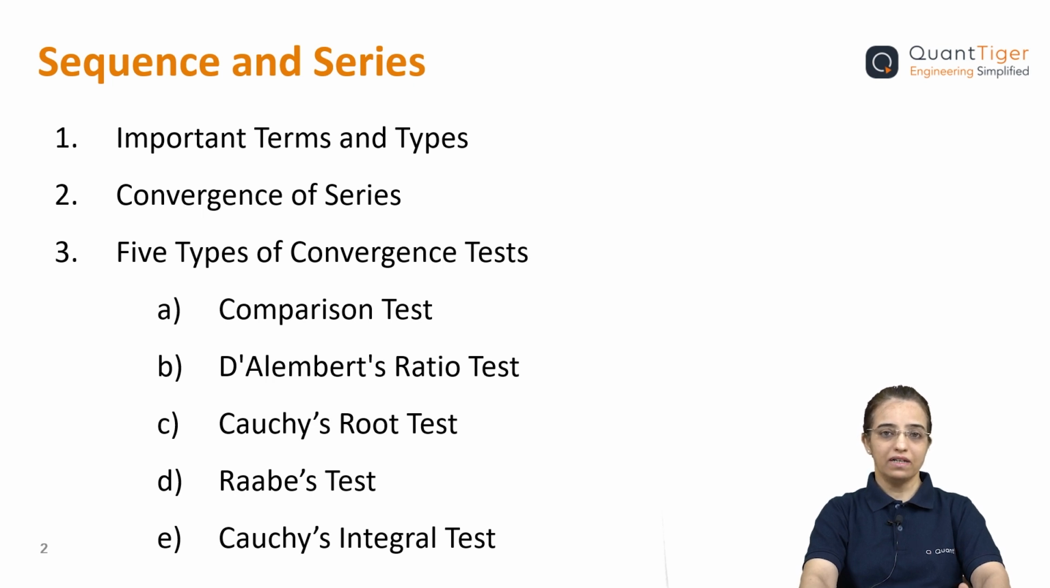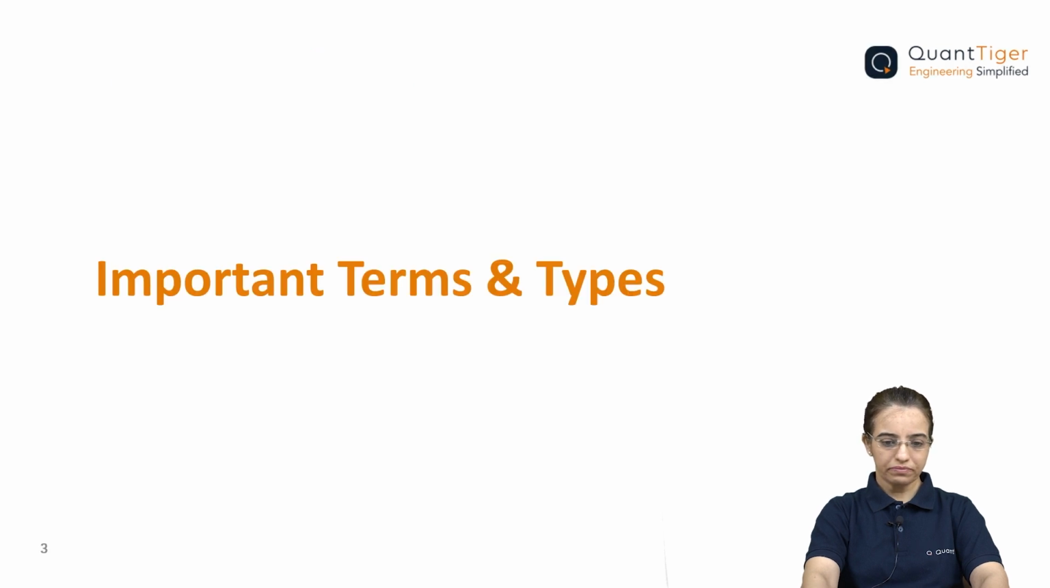So for that there are different tests, almost 5 tests: comparison test, then ratio test, then Raabe's test, D'Alembert's ratio, then Cauchy's integral test. Those are different tests to check whether the given sequence or series is convergent or divergent. So we will look into detail when we get to that particular topic. So सबसे पहले we will look at important terms and types in sequence and series.